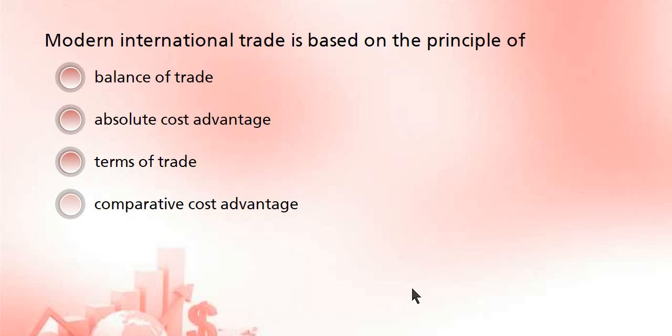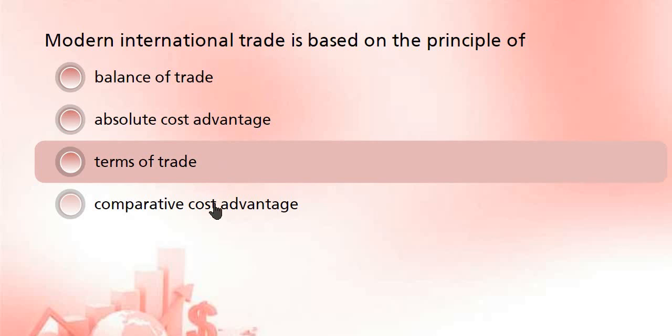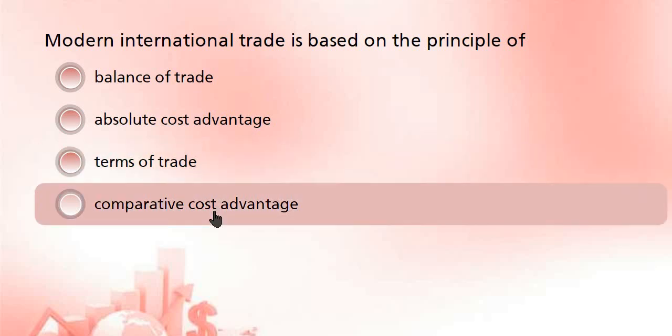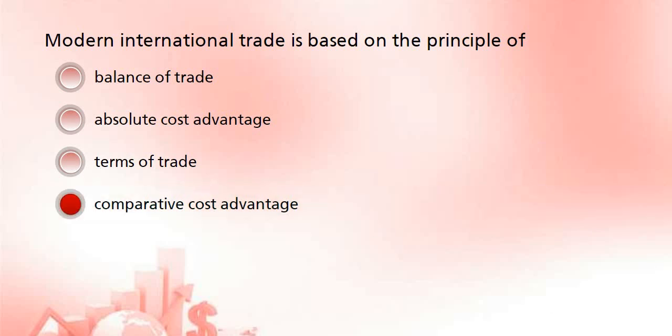Question 45. Modern international trade is based on the principle of A. balance of trade, B. absolute cost advantage, C. terms of trade, D. comparative cost advantage. The right answer is comparative cost advantage, which is D.